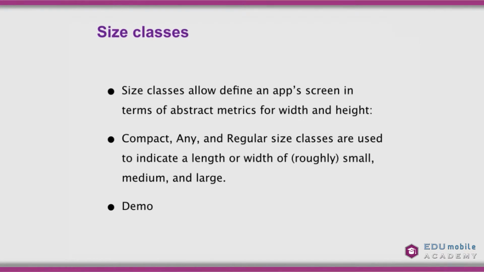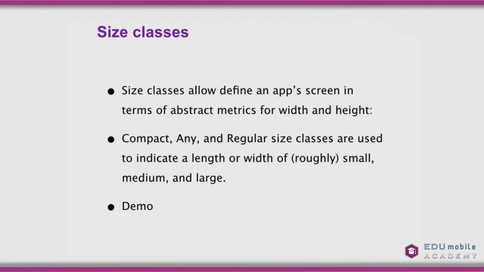So Xcode 6 introduces something called a size class. So what's a size class? A size class allows us to define the screen of an application in terms of some abstract metrics, and these abstract metrics are called compact, any, and regular. Compact roughly indicates a small width or height. A medium width and length, a sort of catch-all for the screen size, would be any. And regular defines a large size.